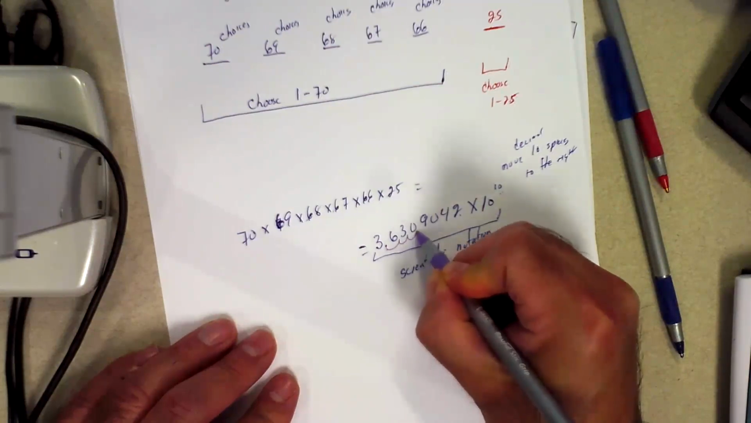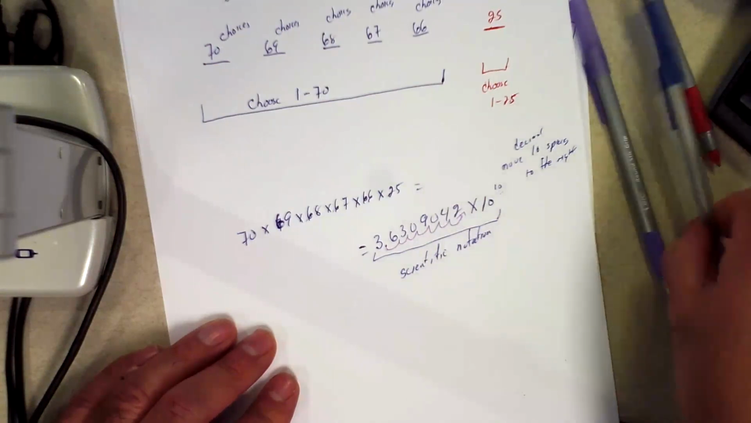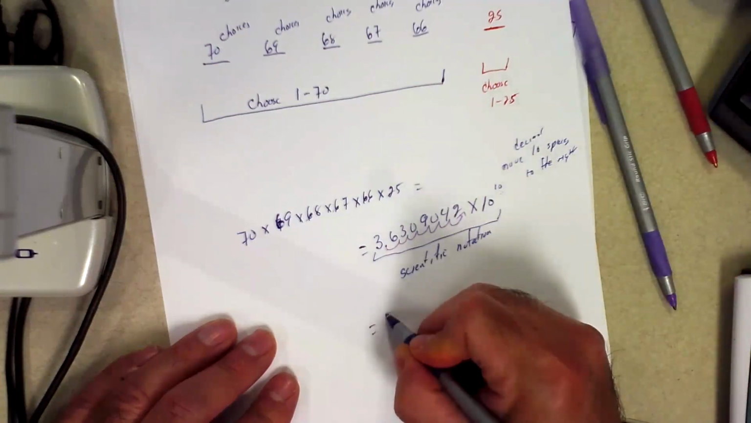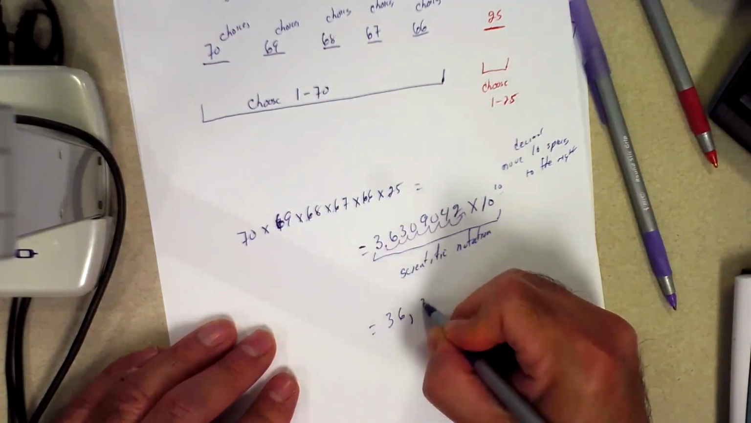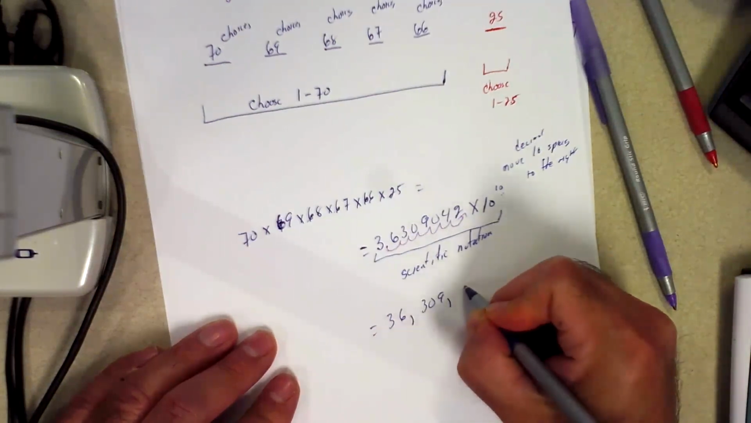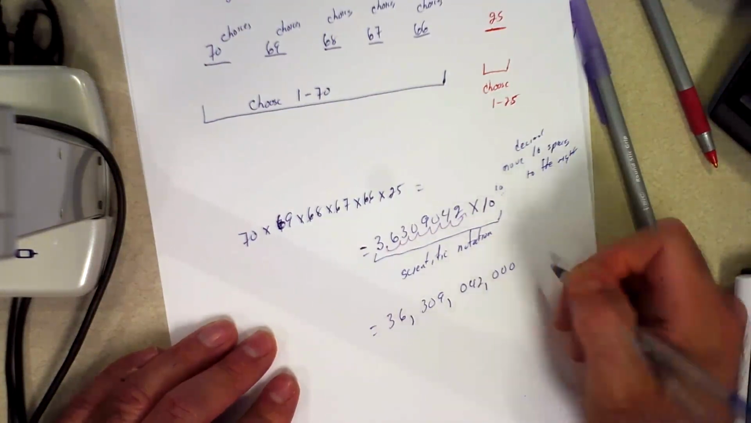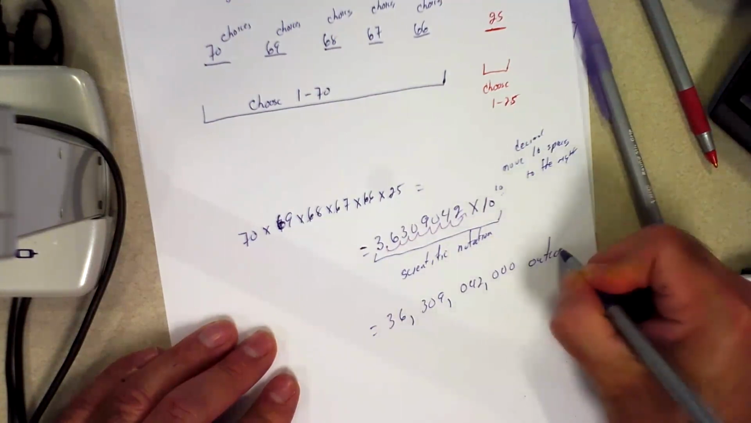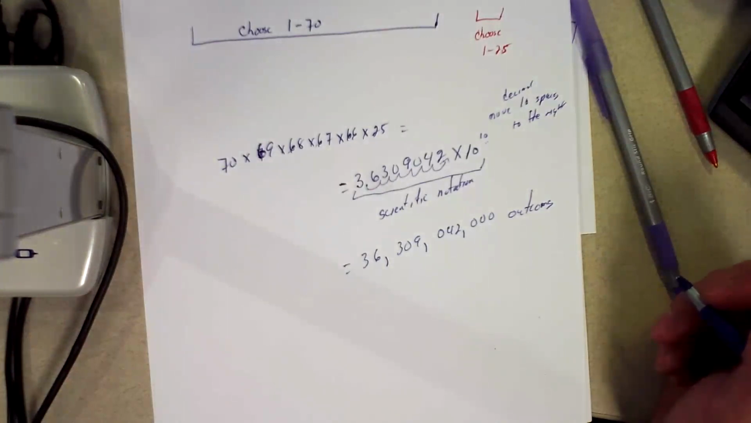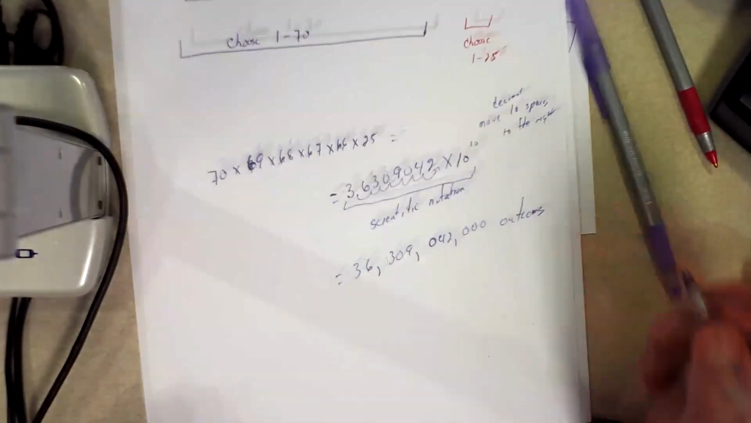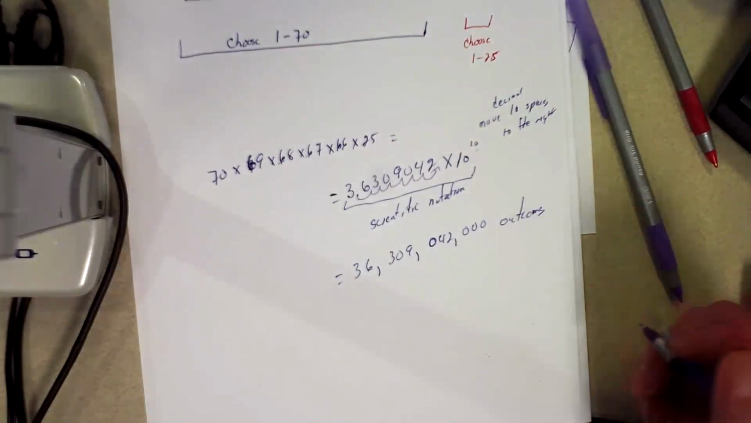So I move my decimal point 10 spaces, 1, 2, 3, 4, 5, 6, 7. So my actual number is 36,309,042,000 outcomes. So there are 36,309,042,000 different tickets that can be generated by playing this game.